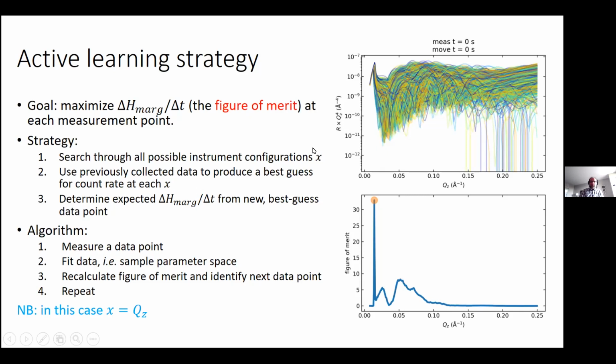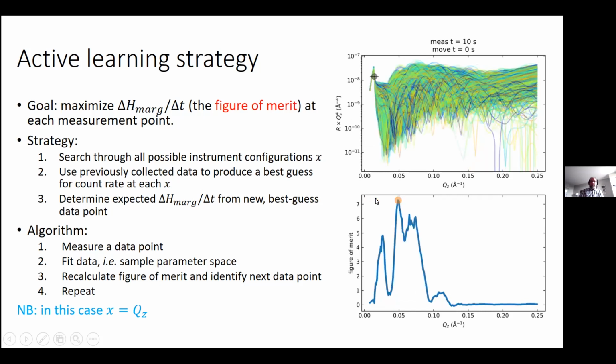So how does this actually work in practice? What I'm showing here in the upper right is a plot of reflectivity on a Q to the fourth scaling as a function of Q. It's unconstrained at the beginning of the experiment, except it is constrained because you've given it a model with some limits to the parameters, for example. So this is basically a random sampling of all of the possible solutions in the absence of any data. You can still calculate a figure of merit for this, and you choose the maximum point, and you go and you measure there. Then you recalculate the family of curves.